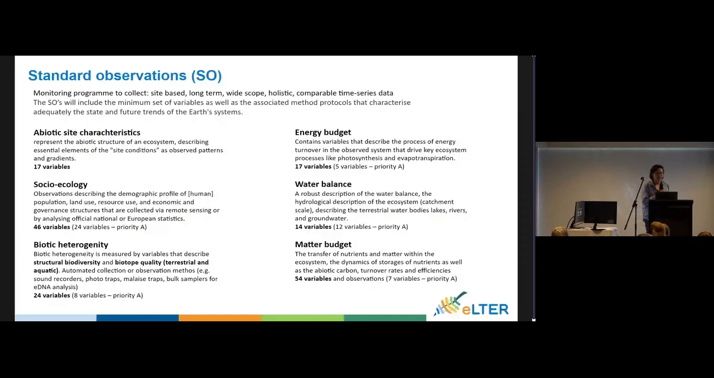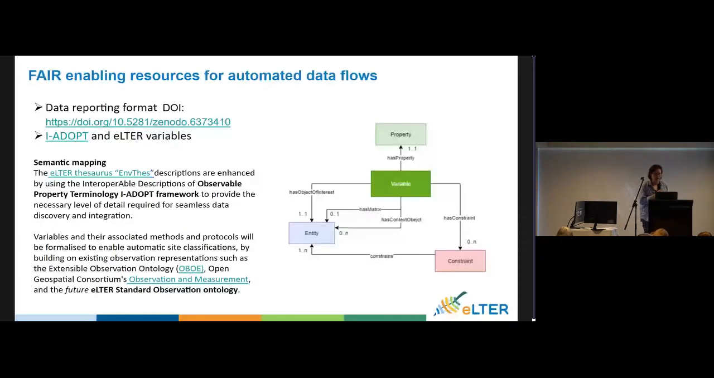The other variables discussed were about energy budget, water balance, and matter budget. Socio-ecological variables are also considered here, and they rely quite a bit on national and European statistics to be able to compare the categories between these.